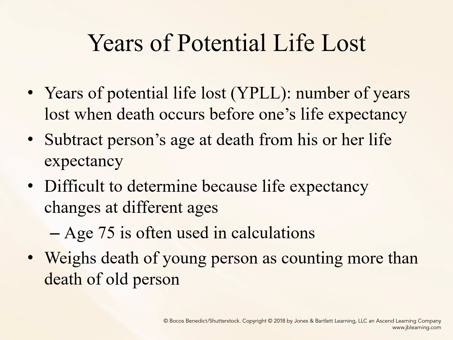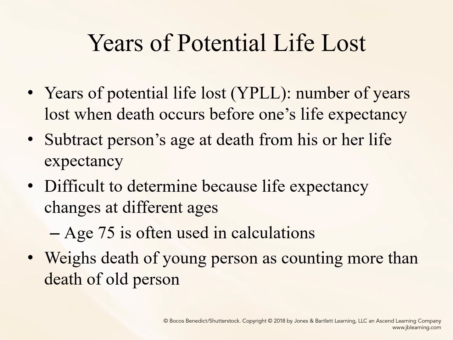Now, years of potential life lost refers to the number of years lost when a death occurs before one's life expectancy. So if my life expectancy is 78, which is the average, and I die at 75, then I have lost 3 years of potential life. Okay. So you subtract the person's age at death from his or her life expectancy. And again, this changes depending on your gender and where you live.